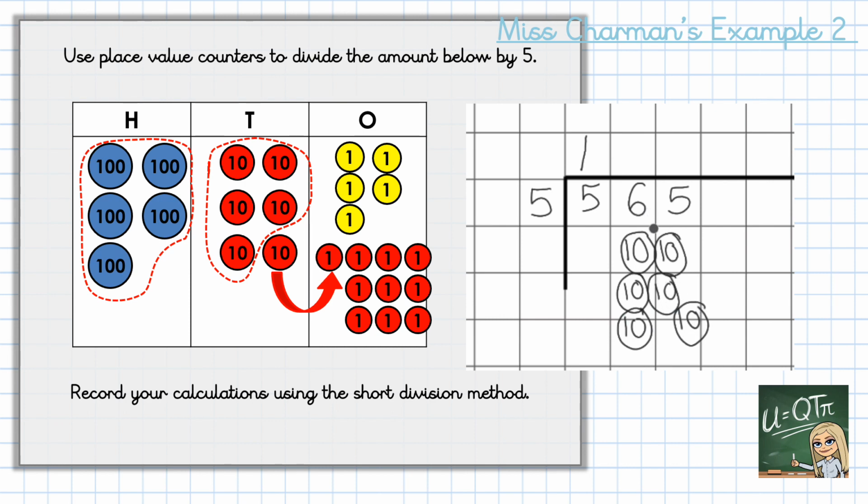I can see that I've got one group of 5 and I've got 1 10 left over. This means I'm going to need to regroup as I need to exchange 1 10 for 10 ones, like this. This means that I've now got 15 ones in my ones column and I need to know how many 5s are in 15. Hopefully you know that 3 times 5 is 15, which means that there are 3 groups of 5. If you found that tricky, you could have drawn your place value counter, so let's have a go at doing that together.